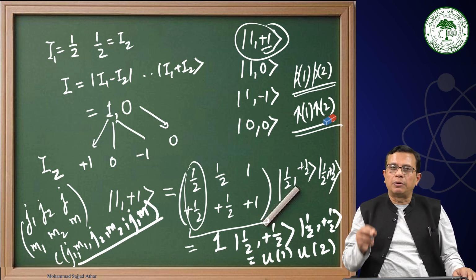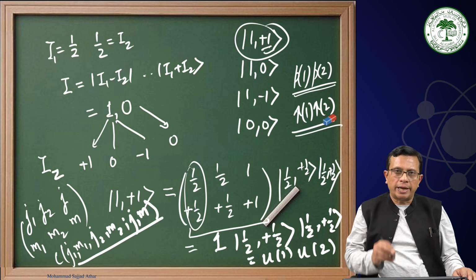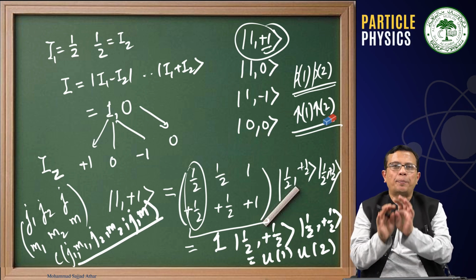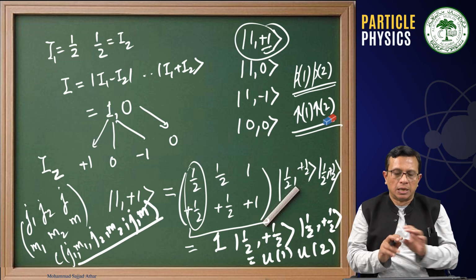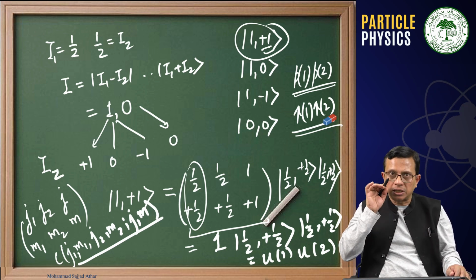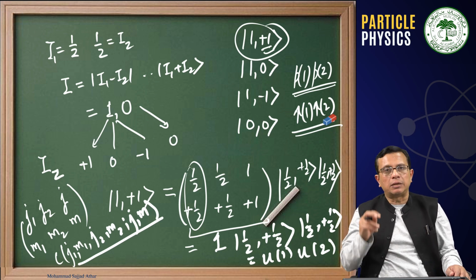Here also, when I want to get an isotopic spin state by combining two isotopic spin half particles, then the only possibility is that in both these states you have a U quark.